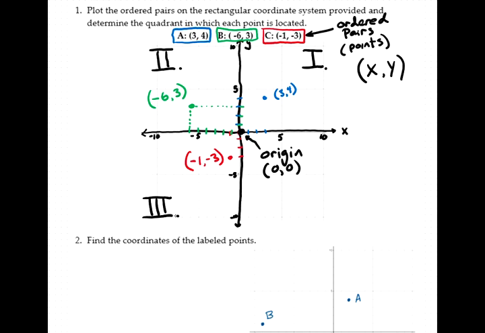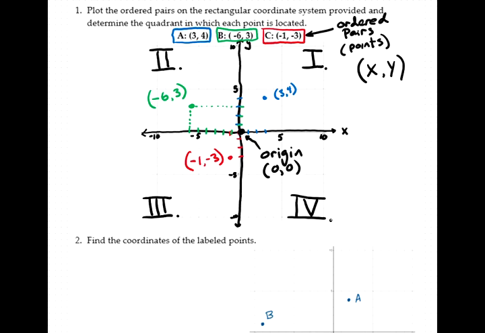And the lower right, where x is positive and y is negative, we call this quadrant 4. And they're normally given as Roman numerals. It's just the standard notation. All right, so it looks like point A, the blue one, is in quadrant 1. Point B, the green one, is in quadrant 2. And point C, the red one, is in quadrant 3.